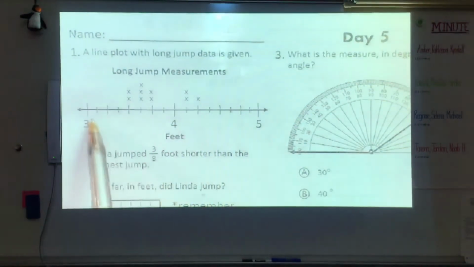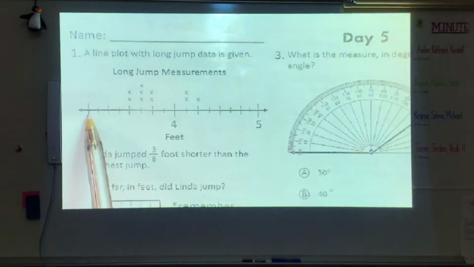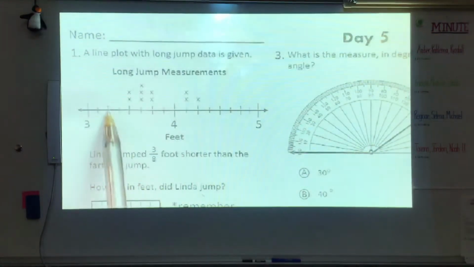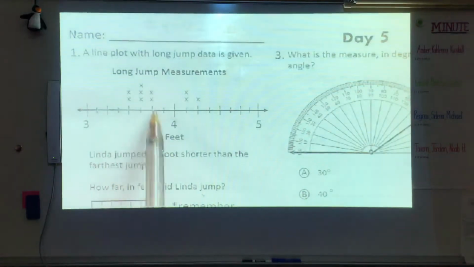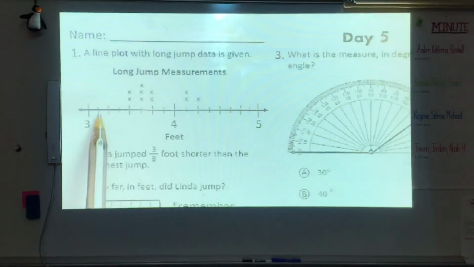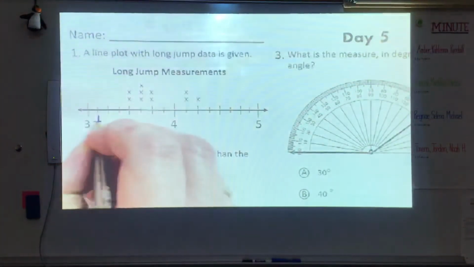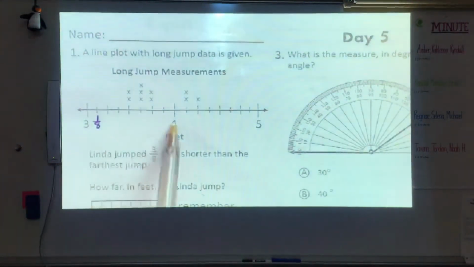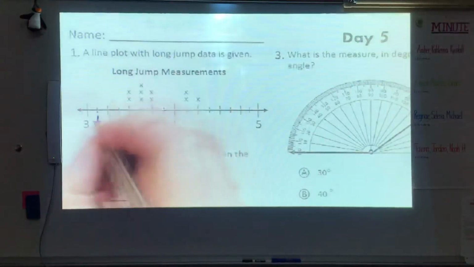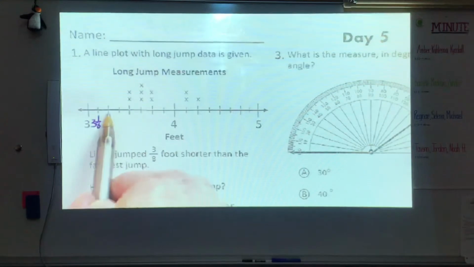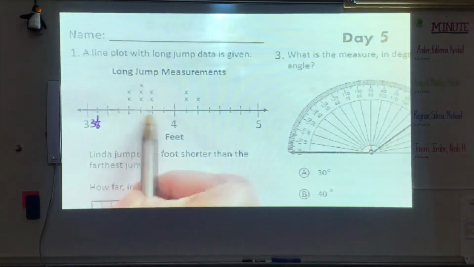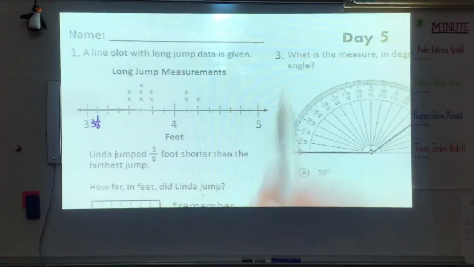Alright, so let's take a look at our line plot. First, let's look from 3 to 4. Let's count how many marks we have between there. We've got 1, 2, 3, 4, 5, 6, 7, 8. So that means each one of these is worth 1/8, because it would take 8 of those to make another whole. So this is 3 and 1/8. This would be 3 and 2/8, 3 and 3/8, 3 and 4/8, 3 and 5/8, 3 and 6/8, all the way up here to 5.